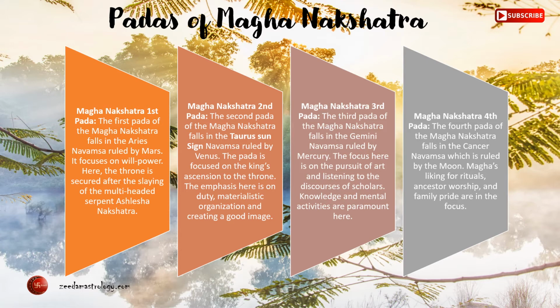And then we reach the moksha pada of the Magha Nakshatra, which is in the Cancer Navamsha, and this is ruled by the Moon. So Magha's liking for rituals, ancestor worship, and family pride will be the focus here, because you want to gain moksha, liberation from rebirth. You don't want samsara, so the fourth pada is all about that liberation. This is how we can give you that insight, a further delve into your psyche, into you as a person and your potential, and where would be the right fit for you in this janam.